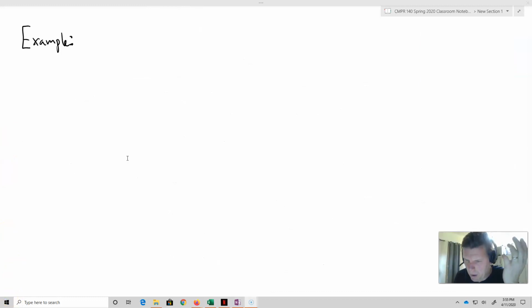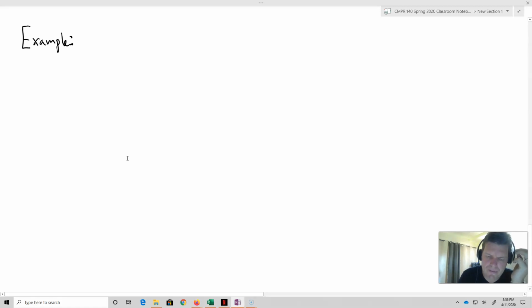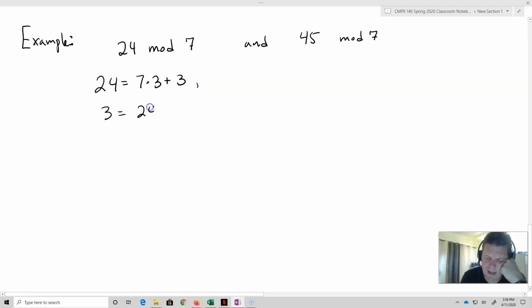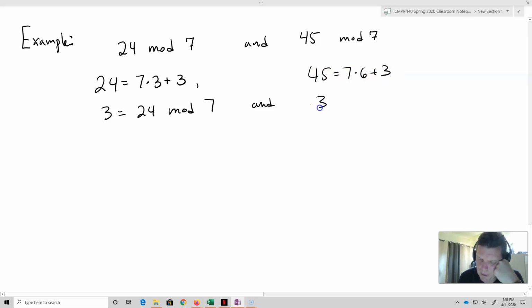So let's look at how this might work. Let's take, for example, 24 mod 7 and 45 mod 7. 24 is going to equal 7 times 3 plus 3. Thus, 3 equals 24 mod 7. And 45 equals 7 times 6 plus 3. So 3 is equal to 45 mod 7.